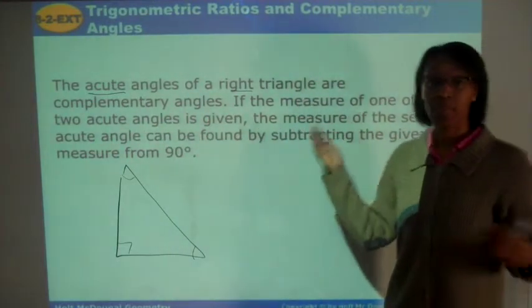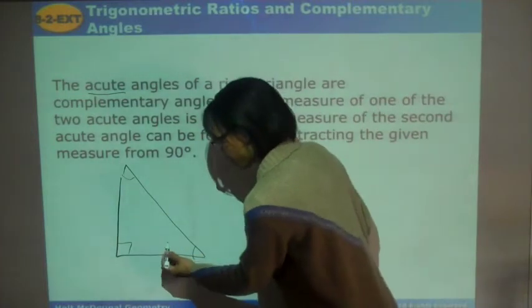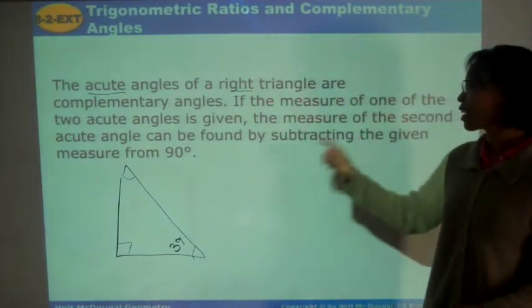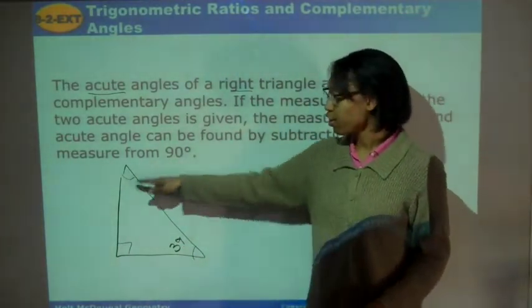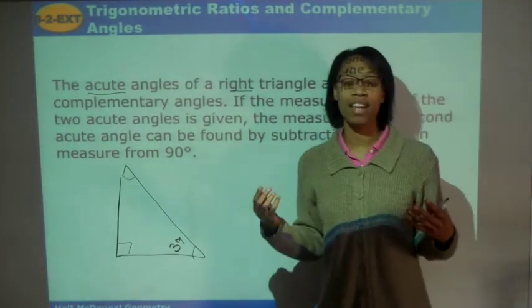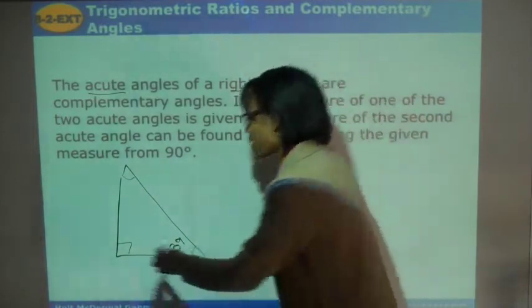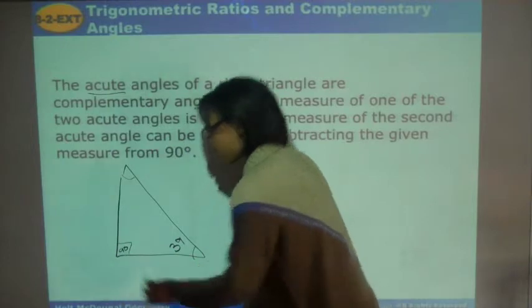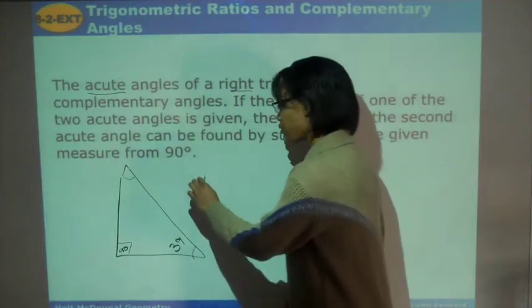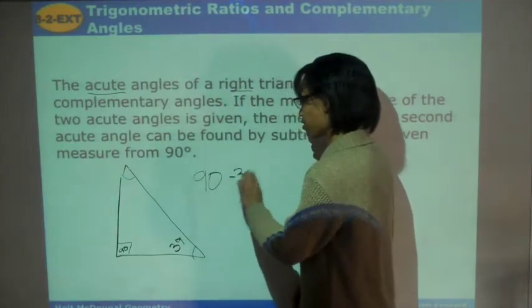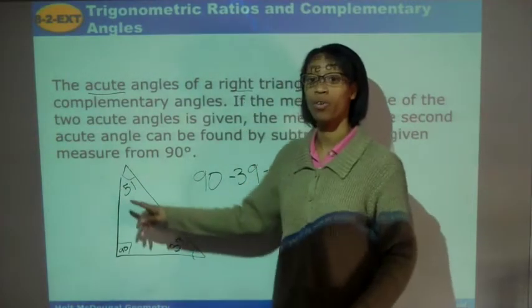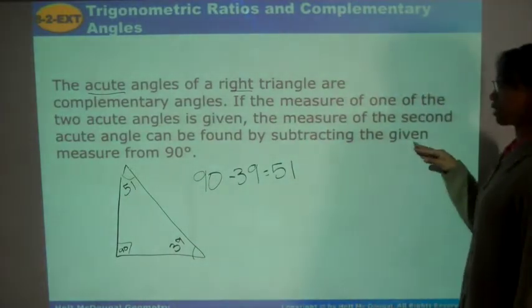If the measure of one of them is given, so if I were to tell you that this angle is 39 degrees, the measure of the second acute angle can be found, right? You know that all of the angles in the triangle add up to 180, and since this is 90, you only have 90 left between these two. Complementary means that these two angles add to 90. If we do 90 minus 39, we can find the angle of the other corner by subtracting the given measure from 90.